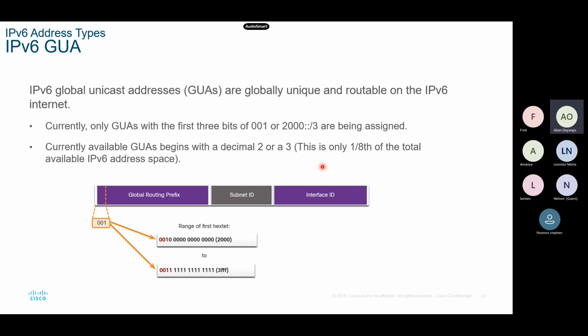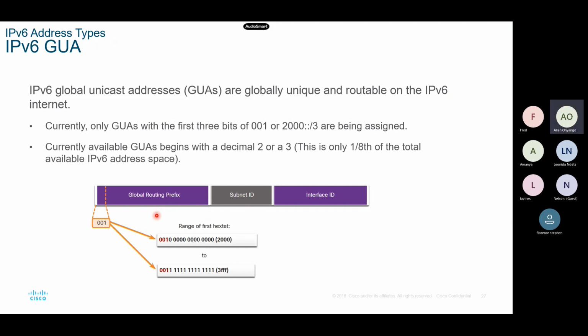And currently, by the way, IANA has only provided an 8th of all the IPv6 addresses, an 8th of 340 undecillion. Only an 8th of them are currently in the public domain, used by those companies that are already using IPv6.